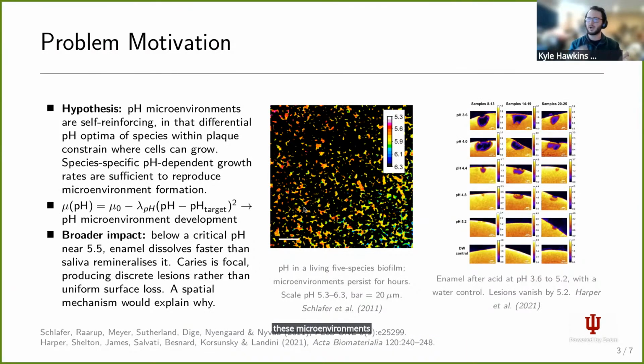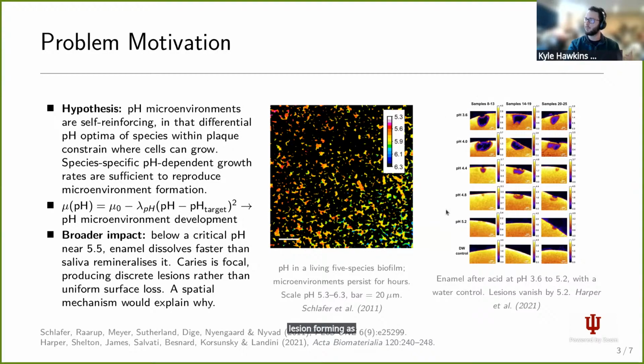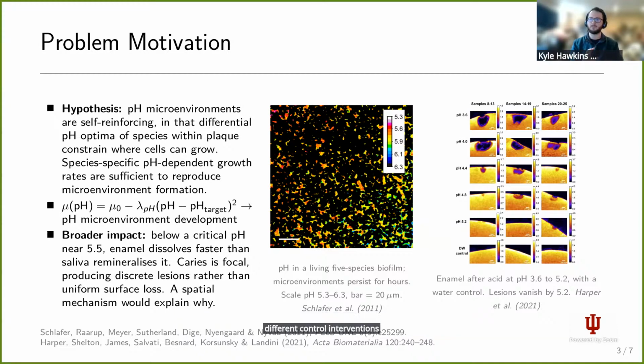And as far as broader impact goes, tooth decay and cavity development are highly dependent on pH. You can see in this image a lesion forming as you have more and more acidic environments. So that's a broader impact. You could also use this to inform different control interventions for having a more distribution-focused treatment plan rather than the number of microbes per plot.